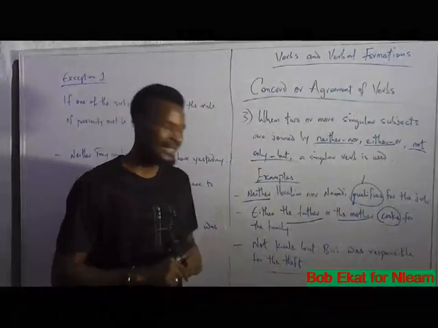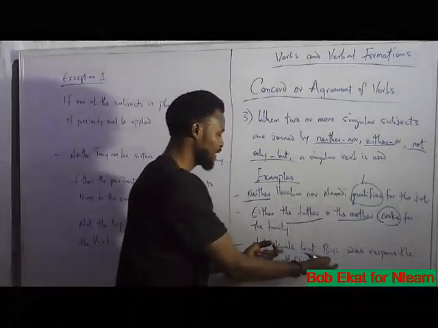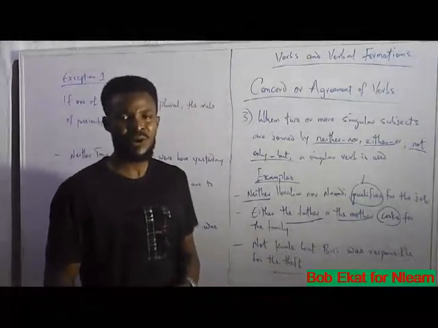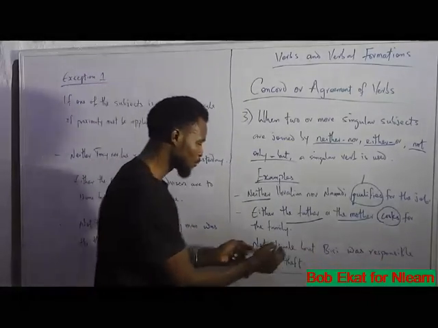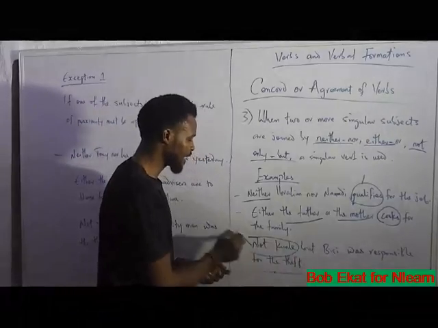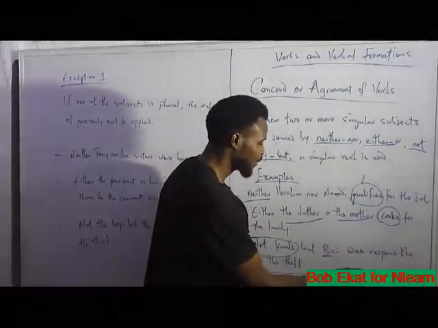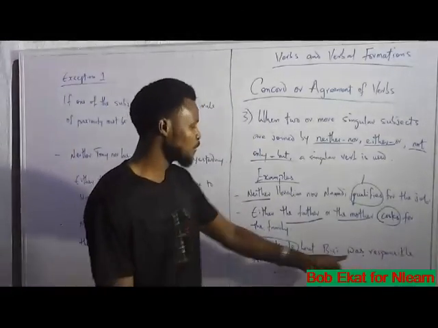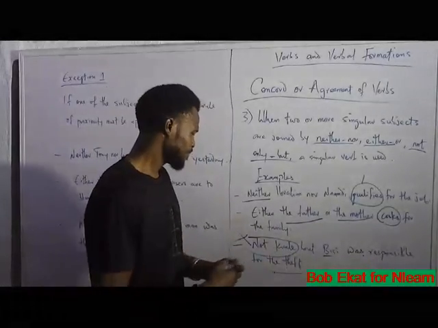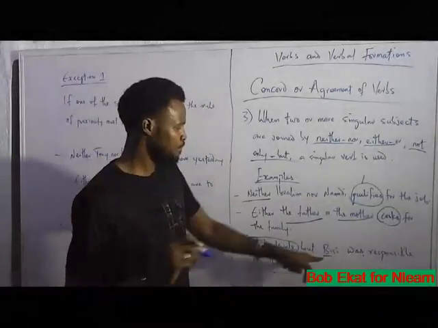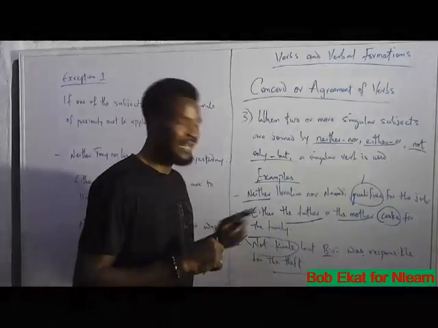The third example here is not Kunle but Bisi. Even though there are two names here, the focus is on Bisi because we've said it is not Kunle. Not Kunle means to strike this out, but Bisi. So Bisi determines what comes up next. Bisi was responsible for the theft. What the sentence implies is that Kunle is innocent. Bisi was responsible for the theft.